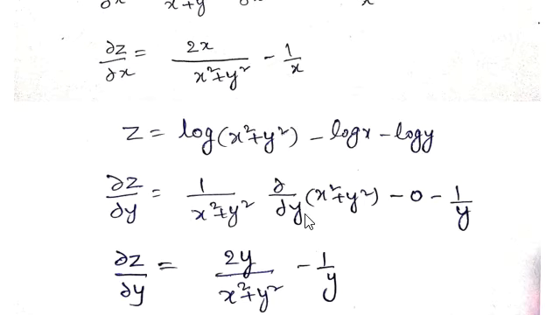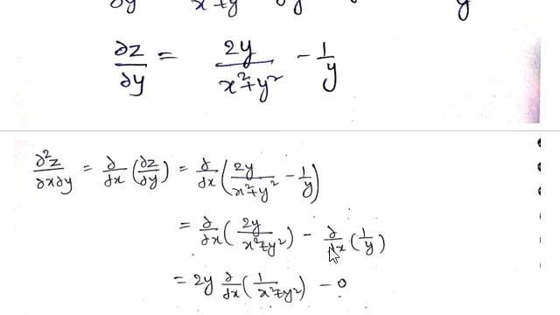So next is simplifying here. ∂/∂y of x square is 0 for the first term, and for the second term it is 2y. So 2y by (x square plus y square) is the first term, and the second term is minus 1 by y. So this is the ∂z/∂y value, and we require ∂²z/∂x∂y.